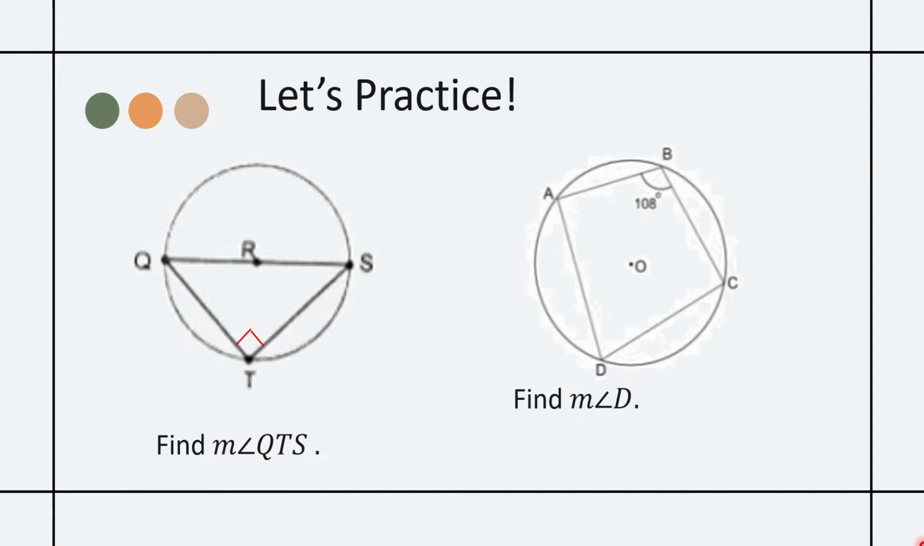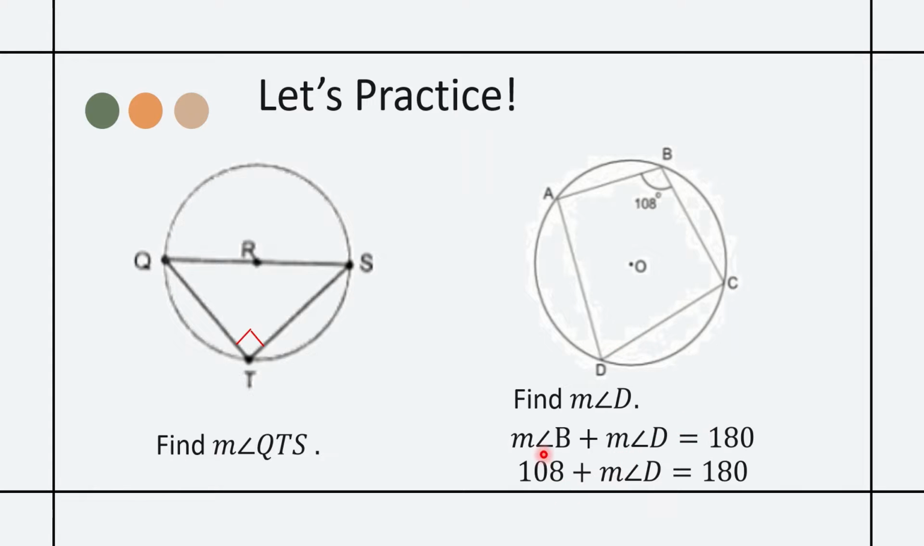Next, given quadrilateral ABCD inscribed in circle O, let us find the measure of angle D. Napag-aralan natin kanina that opposite angles of a quadrilateral inscribed in a circle are always supplementary. So, ang opposite angles dito ay angle A and C and angle B and D. Now, since hinahanap natin ang measure ng angle D, gagamitin natin yung concept ng theorem na yon, that is the measure of angle B plus the measure of angle D is equal to 180.